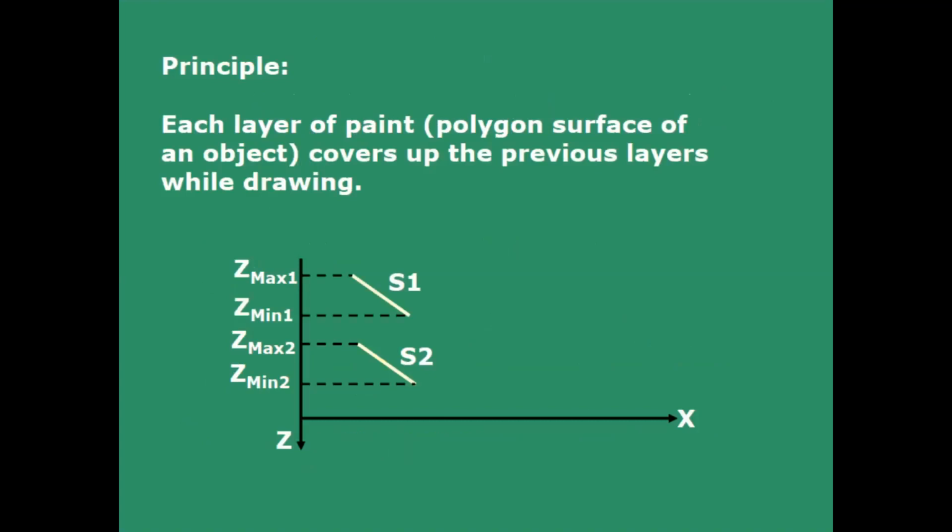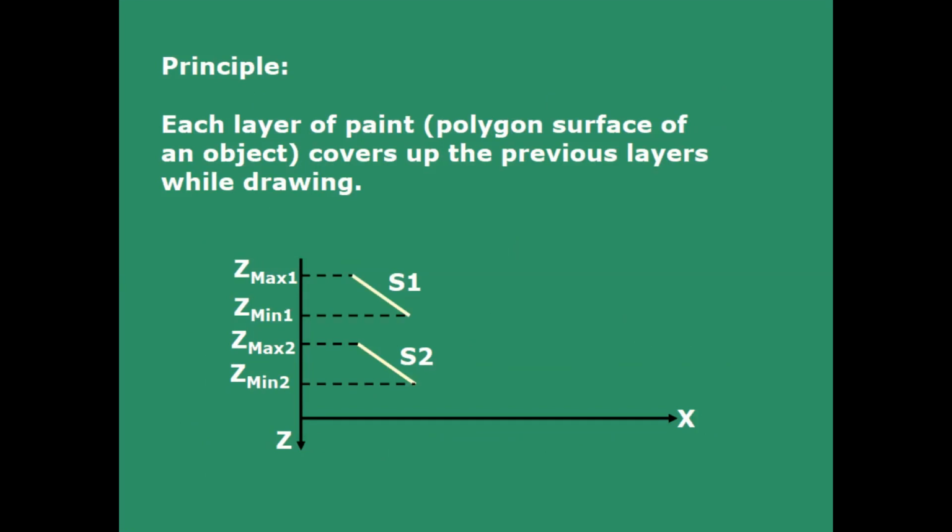So, what is the basic principle behind this algorithm? Each layer of paint, which is the polygon surface, or we can say the surface of the object, will cover up the previous layer while drawing. So mostly this is the concept of overlapping. We have to check for the overlapping of different objects. If some object is overlapping behind some other object, then we need to decide which object will be seen by the viewing plane, or what would be visible to the viewer. That has to be decided in this algorithm.